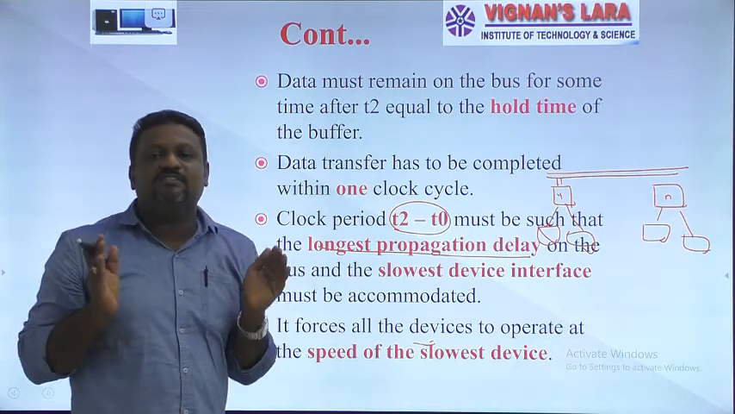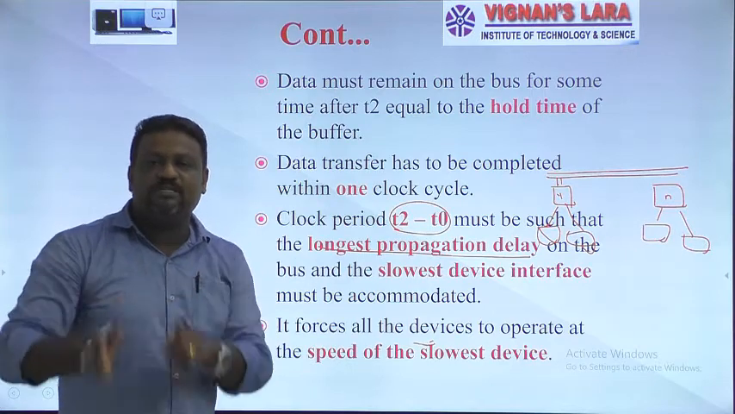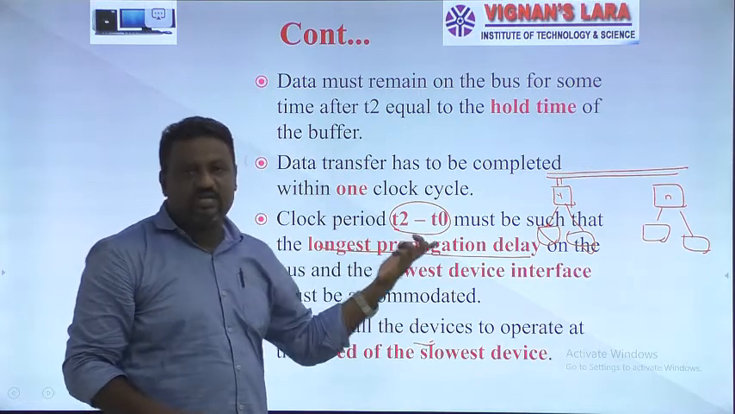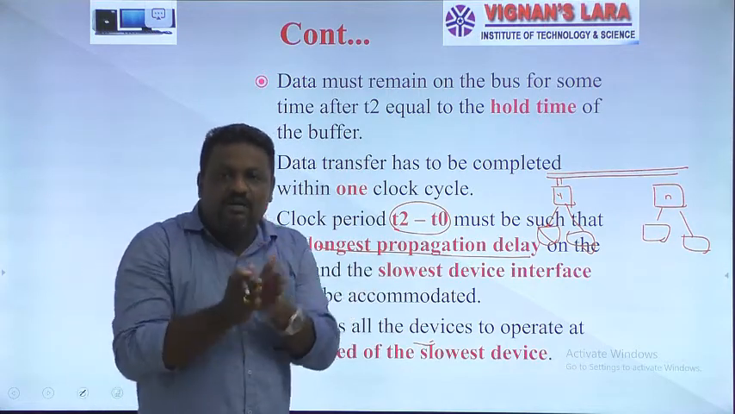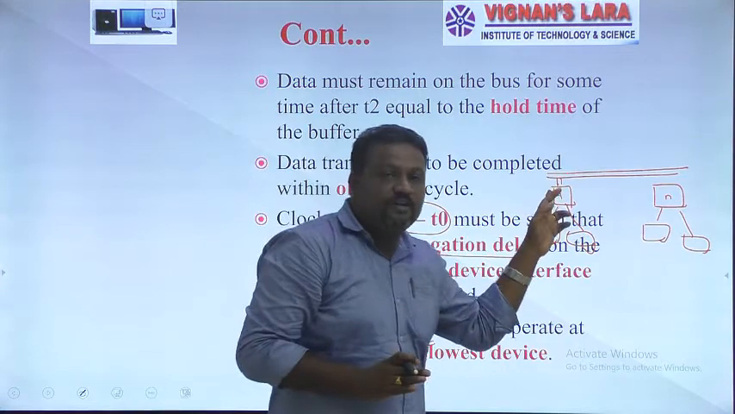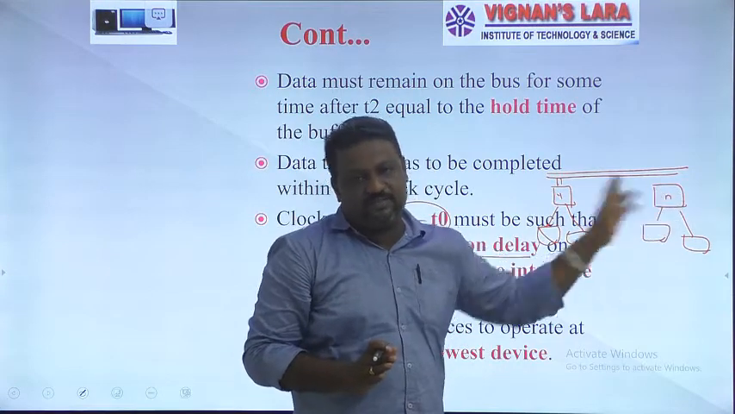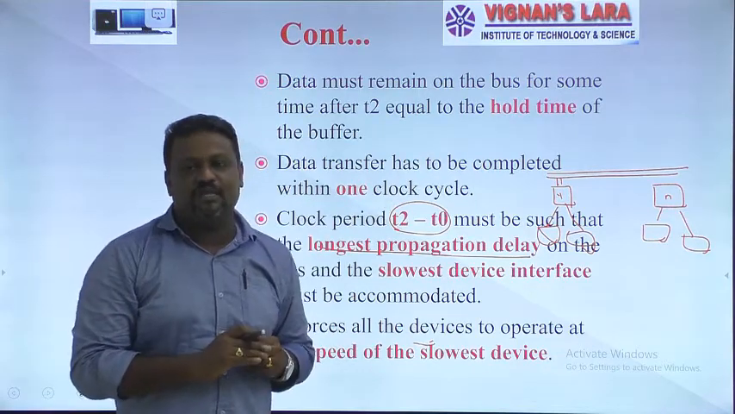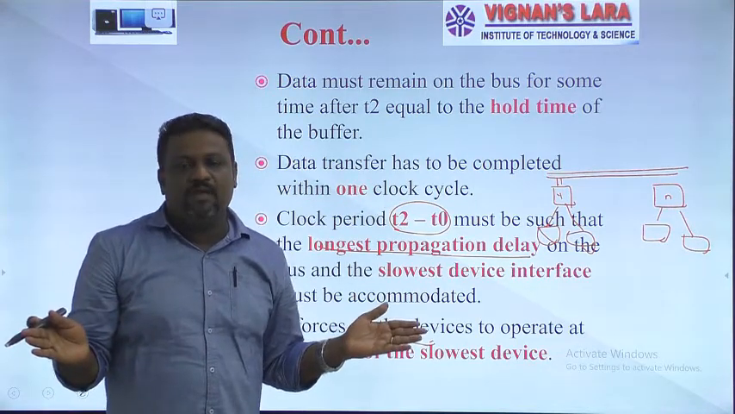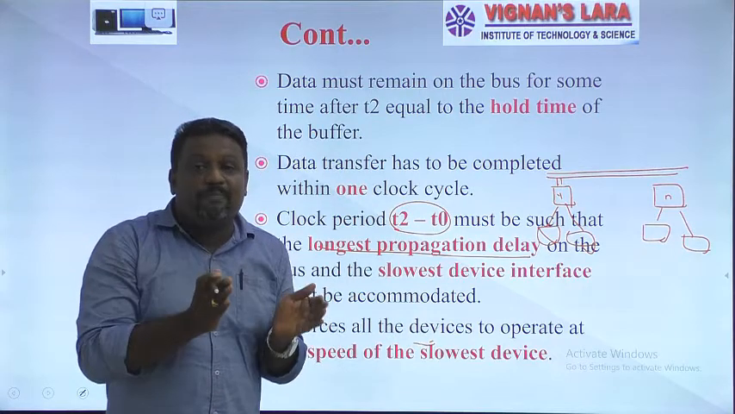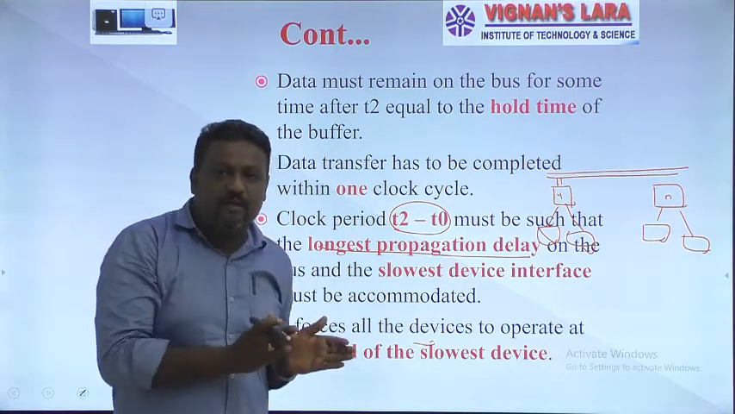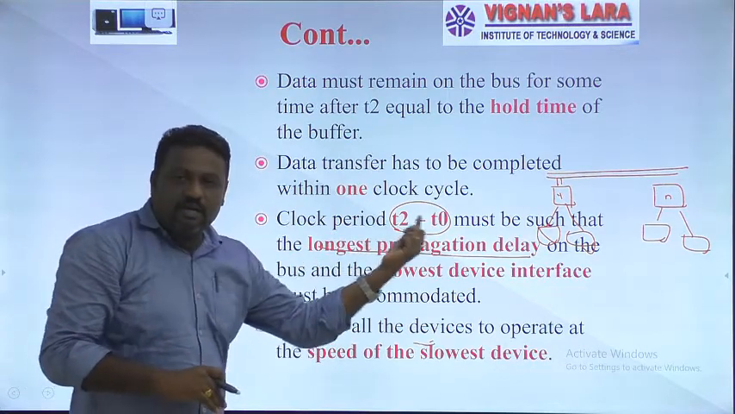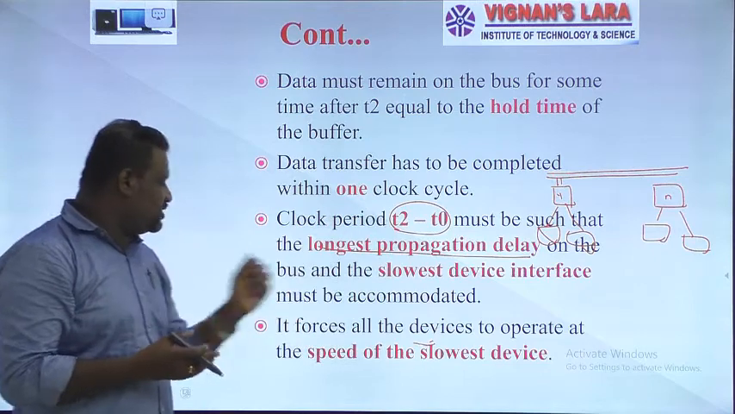In order to decide the time period, I consider two important parameters. Parameter 1 is the propagation delay, the longest propagation delay. That means how much time our system will take to transfer data from the first device to the last device. That is number 1. And number 2 is that the devices which are connected to your bus do not have the same speeds. Some devices can be operated at a very slow speed, and we have to consider that device's point of view to decide the time period T2 minus T0. That is the meaning of this.